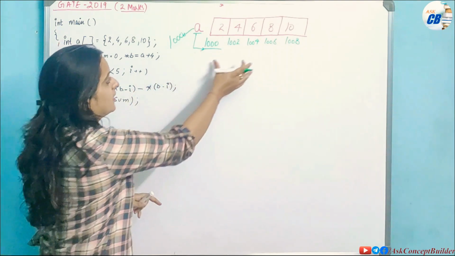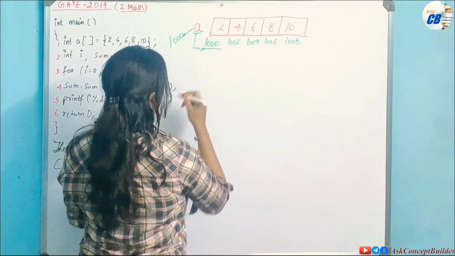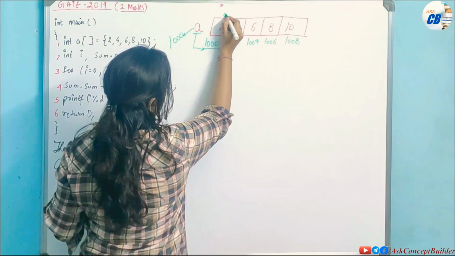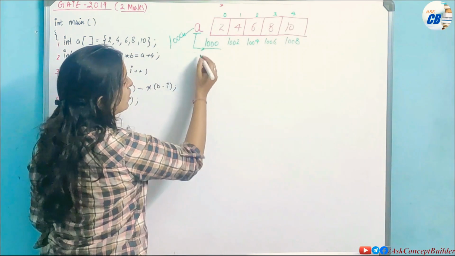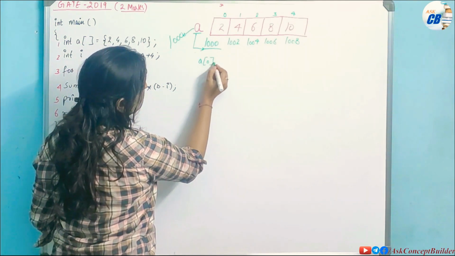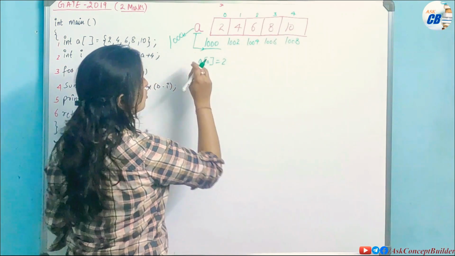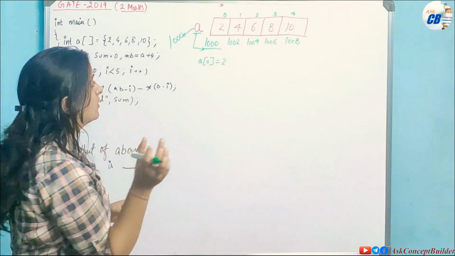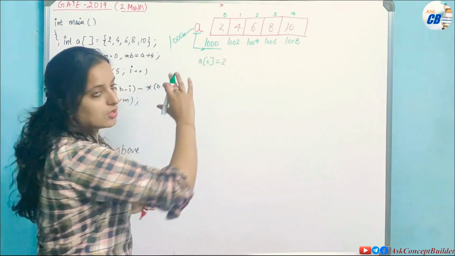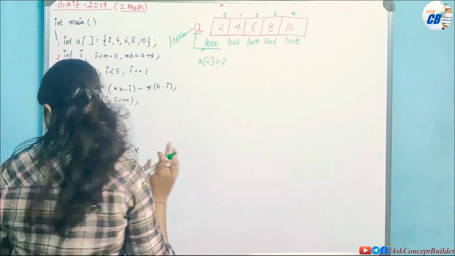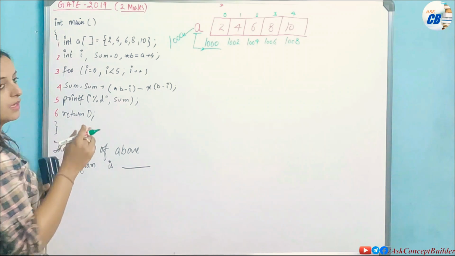Now see, let us suppose memory is allocated like this. Or we can say that at indexes 0 1 2 3 4, we can write a of 0 equals to 2, then a of 1 equals to 4, a of 2 is 6, a of 3 is 8, a of 4 is 10. Like this also the elements of an array can be represented. Now let us suppose this memory is allocated to your array, till now. Now we will move to the second statement of this function.